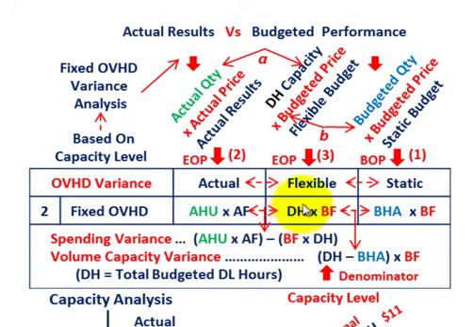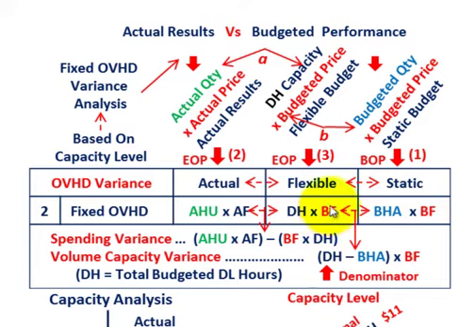This is the key here. We're going to be looking at these denominator hours, and how we're going to have to determine these denominator hours, times some budgeted fixed rate that we've established. That difference between our flexible amount and our actual amount would be our spending variance. And then our volume or capacity variance, as I call it, is the difference between our flexible amount and our static amount.